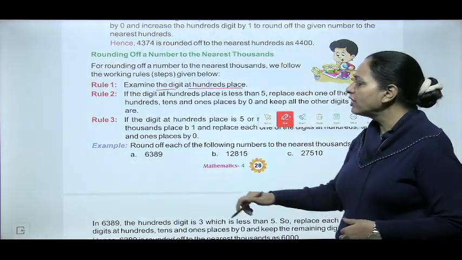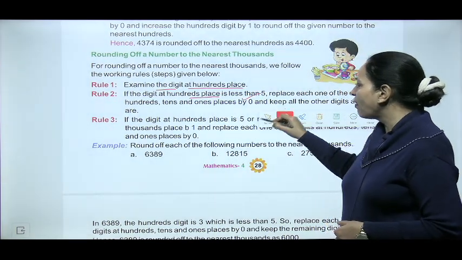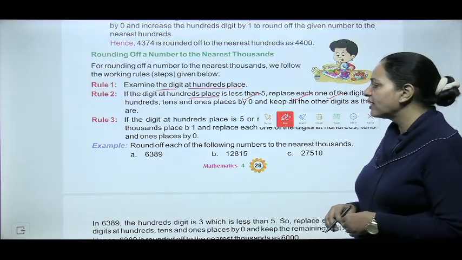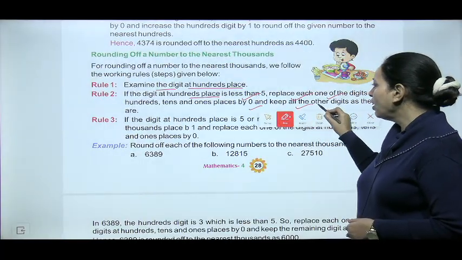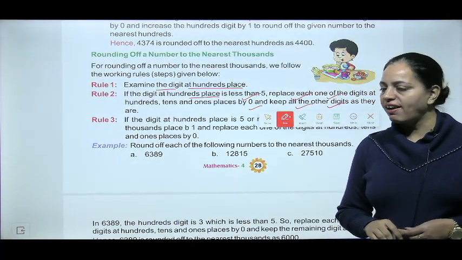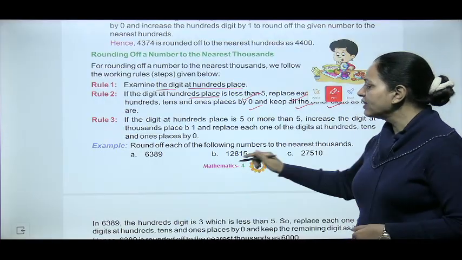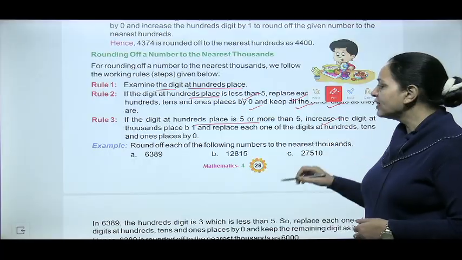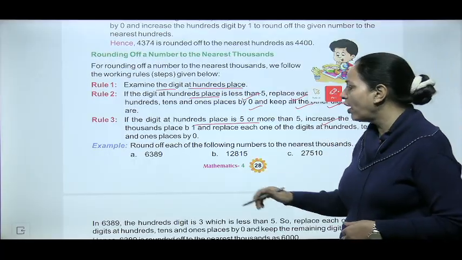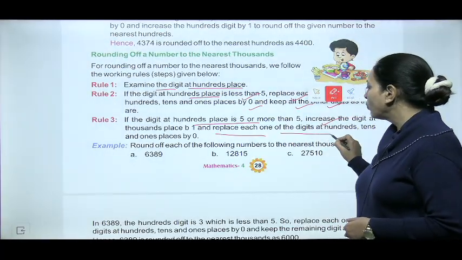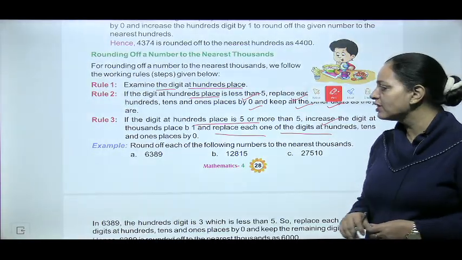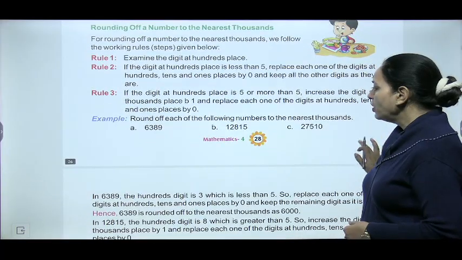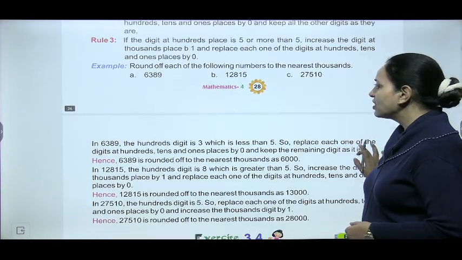Rule 2: if the digit at the hundreds place is less than 5, then replace each one of the digits at hundreds, tens and ones by 0 and keep all the other digits as they are. And rule 3: if the digit at the hundreds place is 5 or more than 5, then increase the digit at the thousands place by 1 and replace each one of the digits at hundreds, tens and ones by 0. See example: round off each of the following numbers to the nearest thousands.